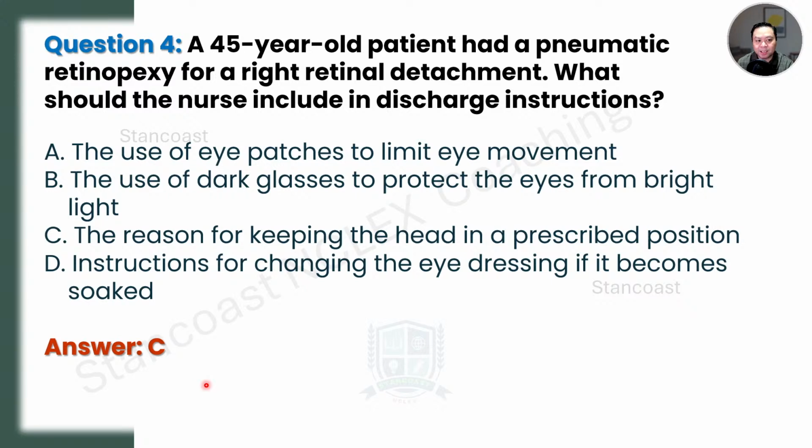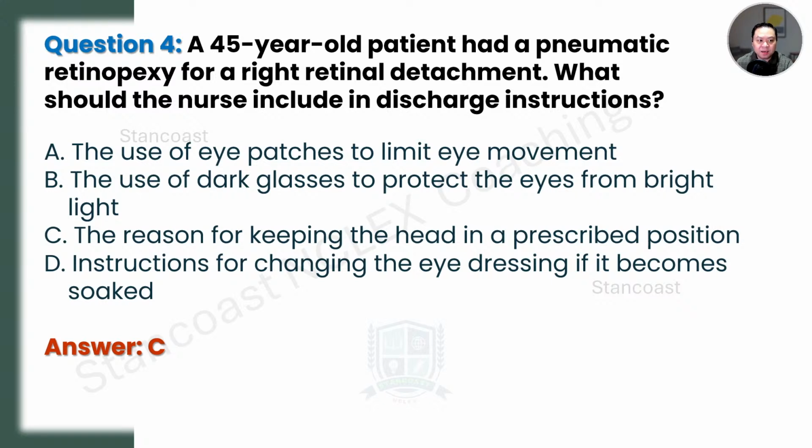Again, we are only talking about pneumatic retinopexy, so they should maintain that position, such as face down or prone position. Again, the reason for this is to help the gas bubble stay in contact with the retinal tear. And this will promote the bubble pushing against the retina effectively. So in some cases, the patient might also be asked to lie on their side opposite to the affected eye. And it depends also on the location of the retinal tear.